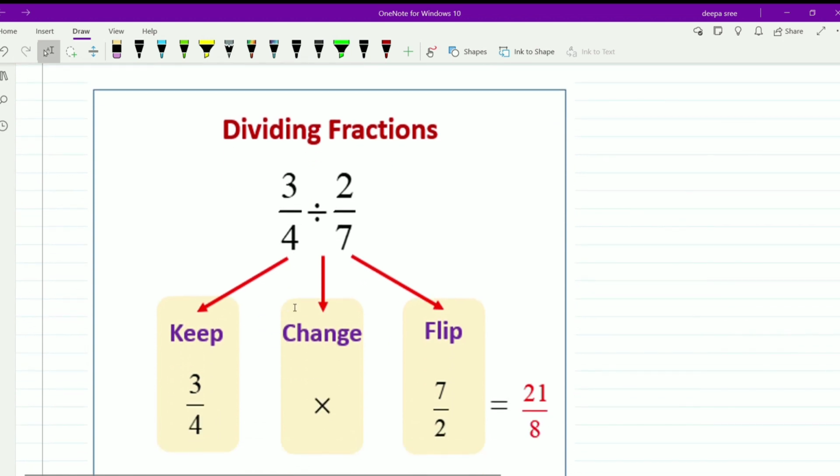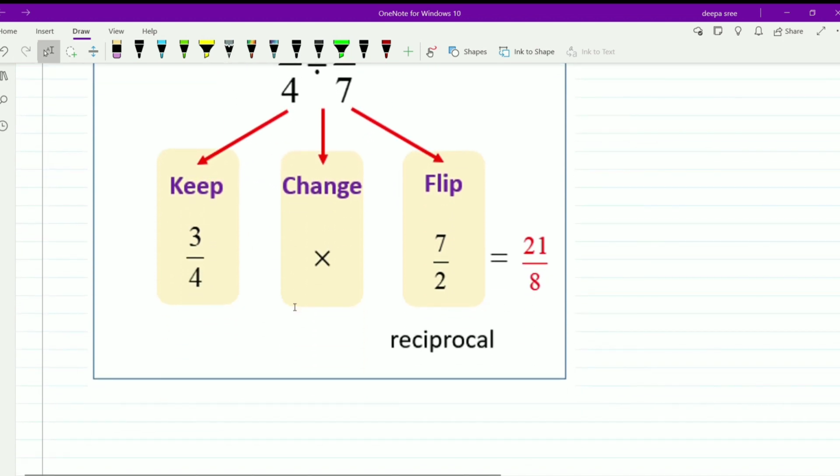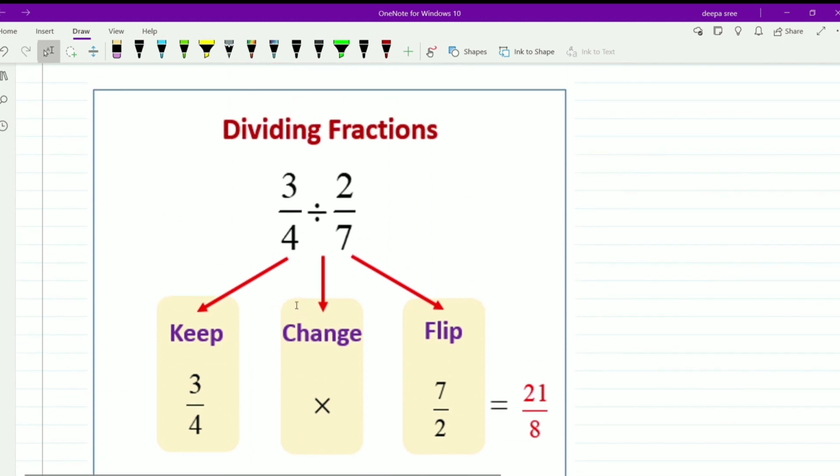Now we can come to the concept of dividing a fraction. So here I have given the concept of dividing the fraction. If you want to divide a fraction by another fraction, or whole number by a fraction, fraction by a whole number, whatever it is. So division symbol, if it is coming in between two fractions, first we have to write the first fraction as it is, that is 3 by 4, you don't change, write as it is. Change the division operation to multiplication.